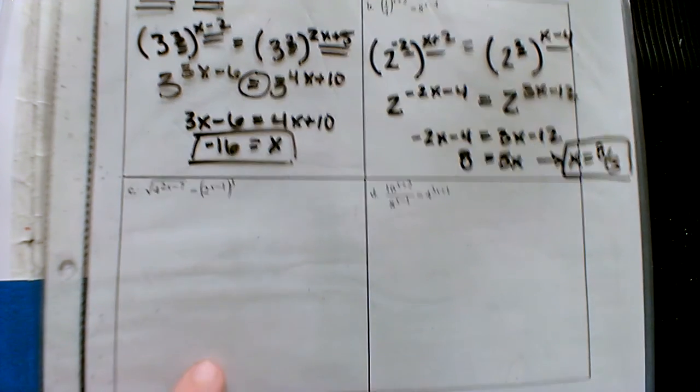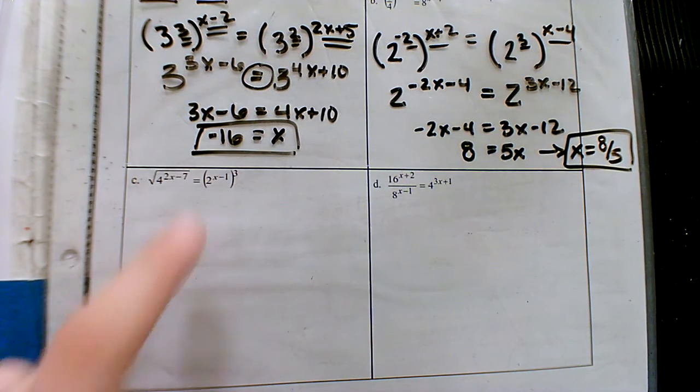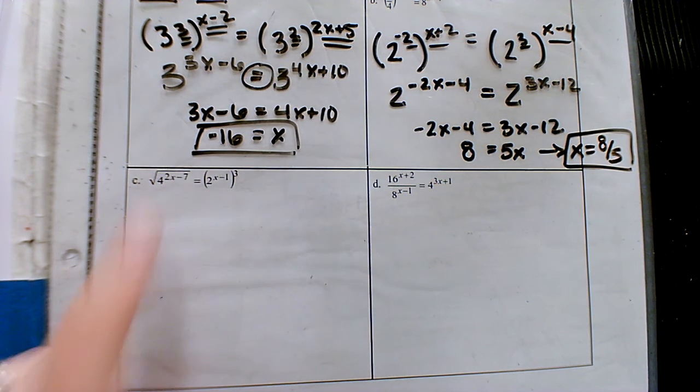Let's try C. How can we get the bases to be the same? One's a 2, one's a 4.